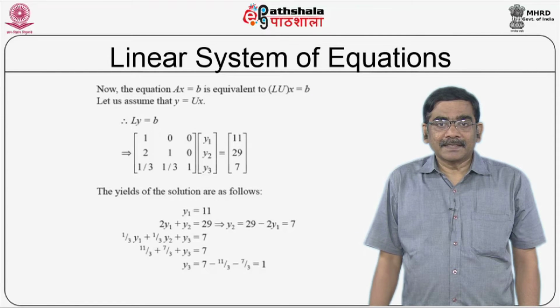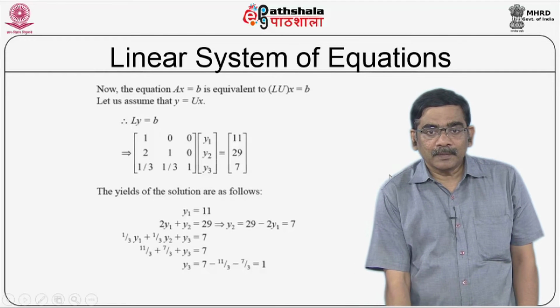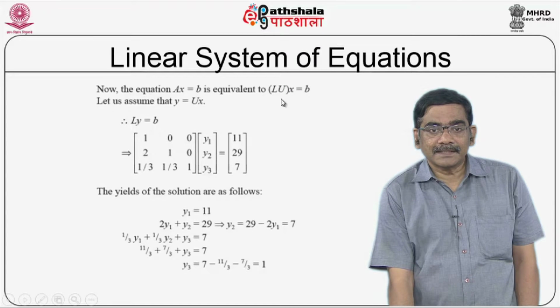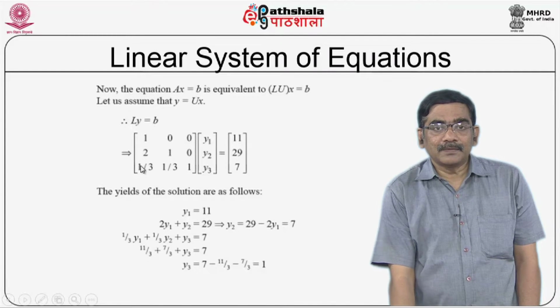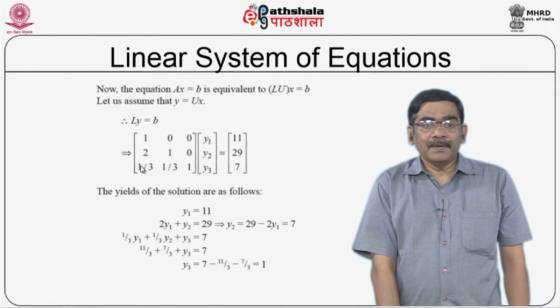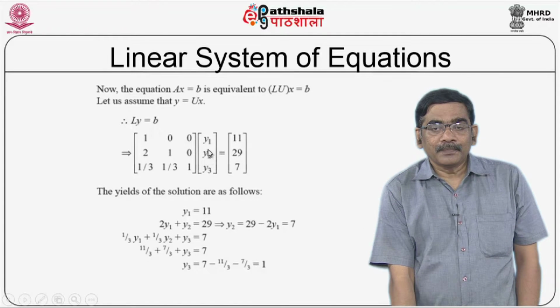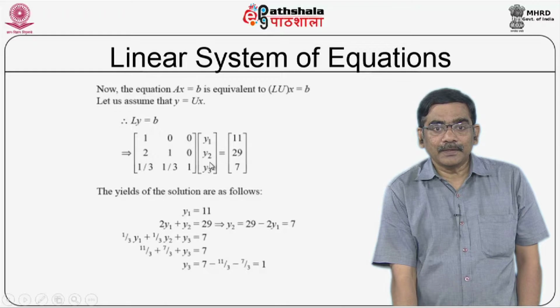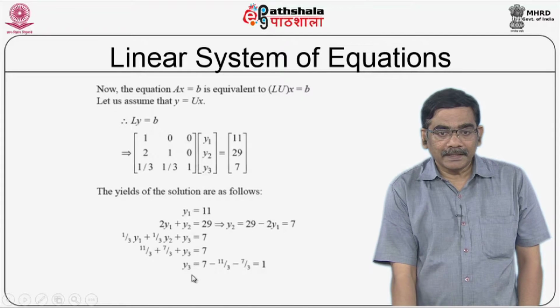So, now as we discussed earlier, we are going to replace AX equal to B with the procedure of LUX equal to B. So, now we can set Ly equal to B. This is the matrix L which we obtained in the previous step. Now, you can see that by substituting this, we have to find y1, y2, y3. So, you can see that we are finding the values of y1, y2 and y3.